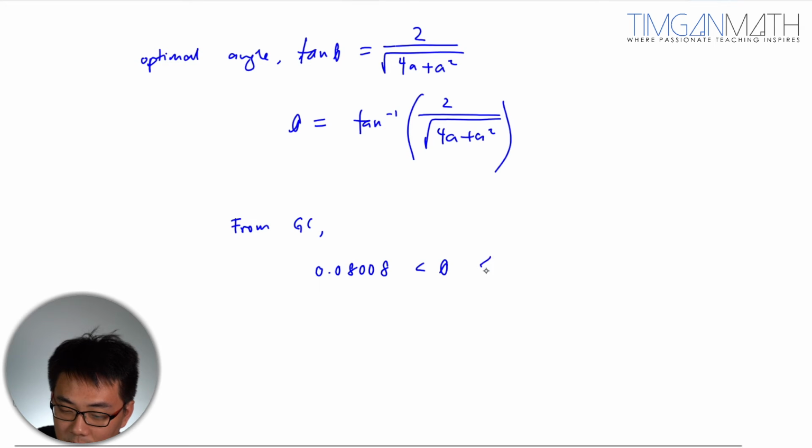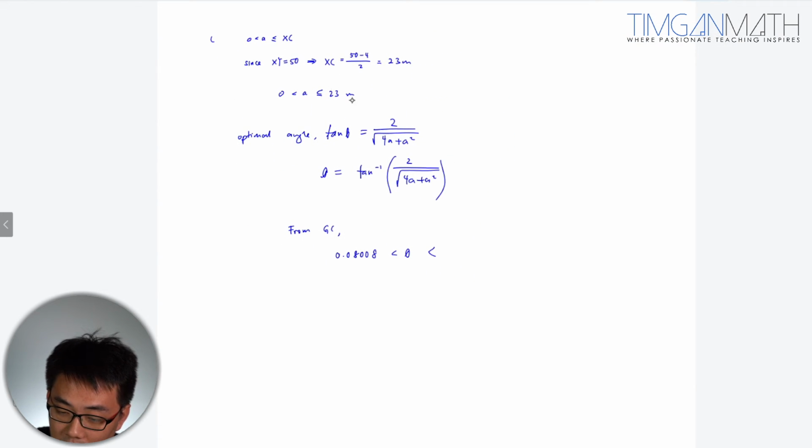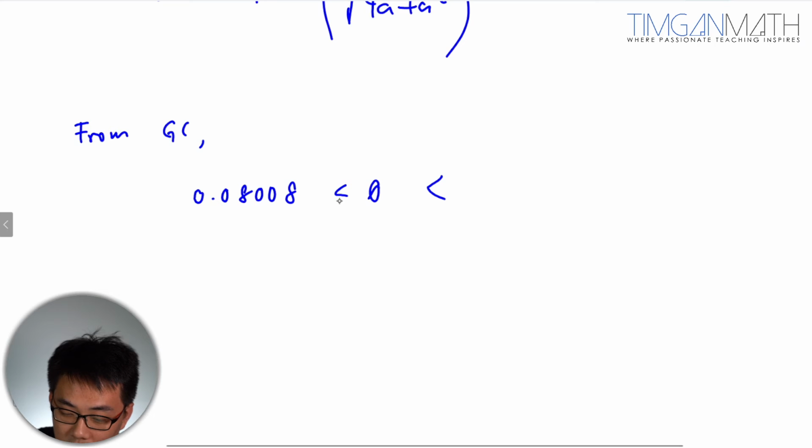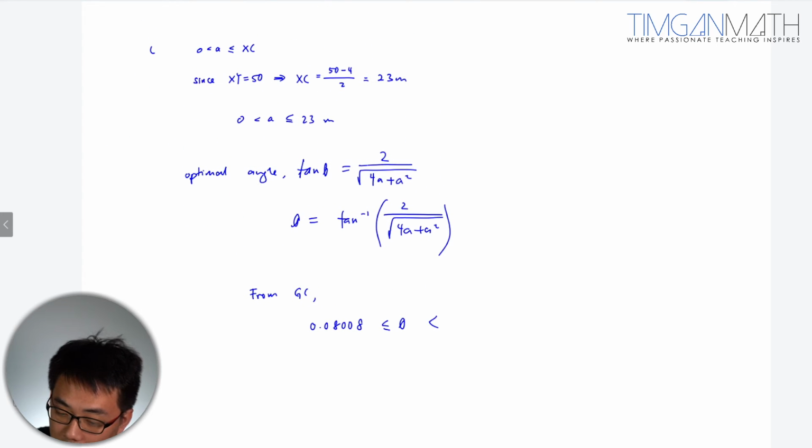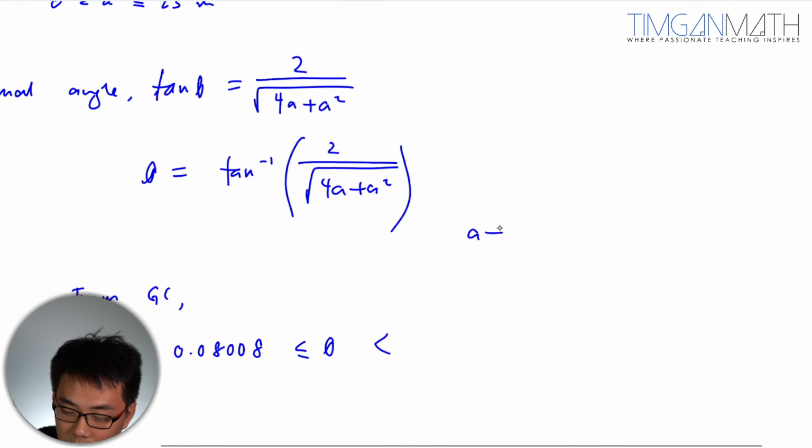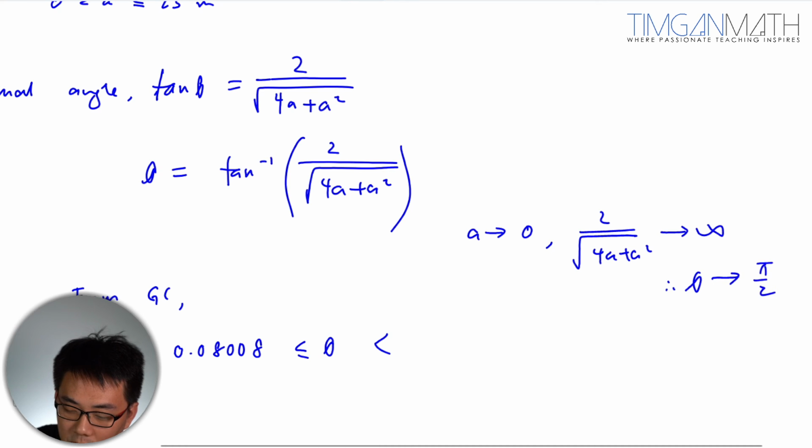Okay, so this is a strictly decreasing function here. Then at the maximum, can A equal to that? So this is equal to this portion, 23. Then this is 0. Okay, when it's 0, it's quite straightforward. When this is 0, this tends to infinity. It's actually pi over 2. So you check. As A goes to 0, 2 over square root of 4a plus a squared goes to infinity. So hence, theta goes to, if it's infinity, it's pi over 2 definitely. So this is pi over 2 here.